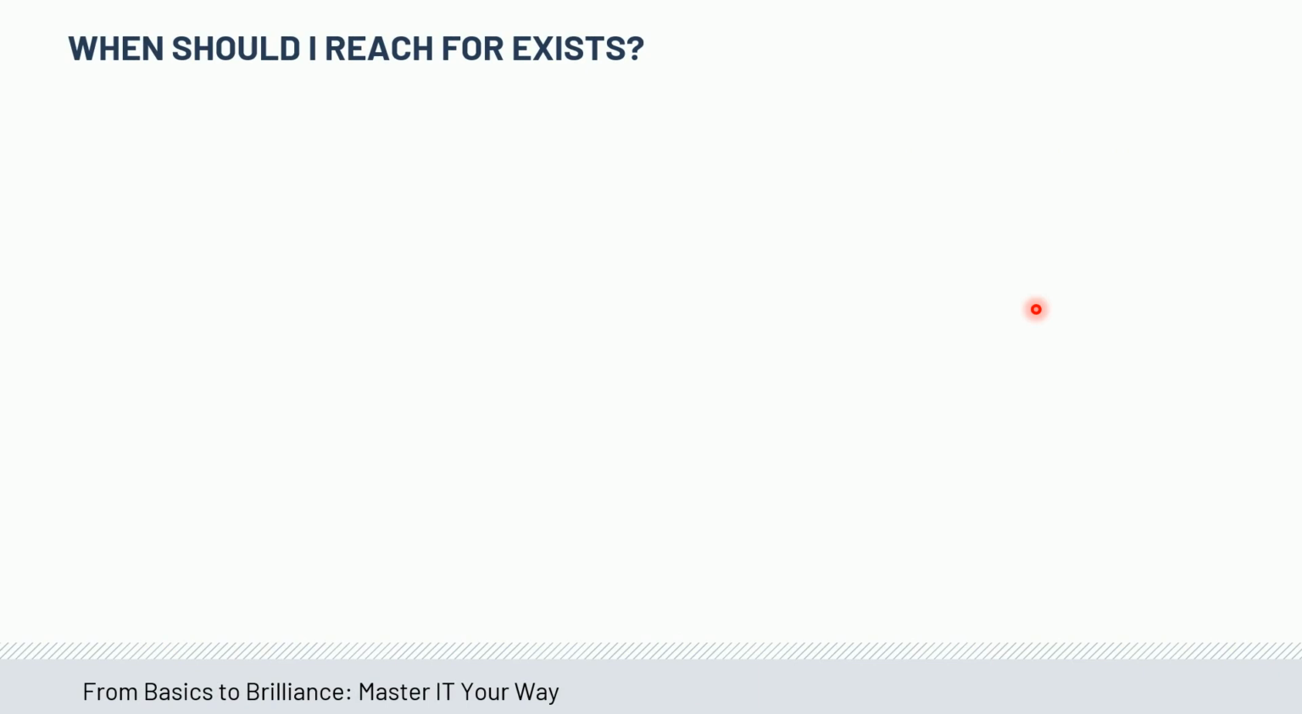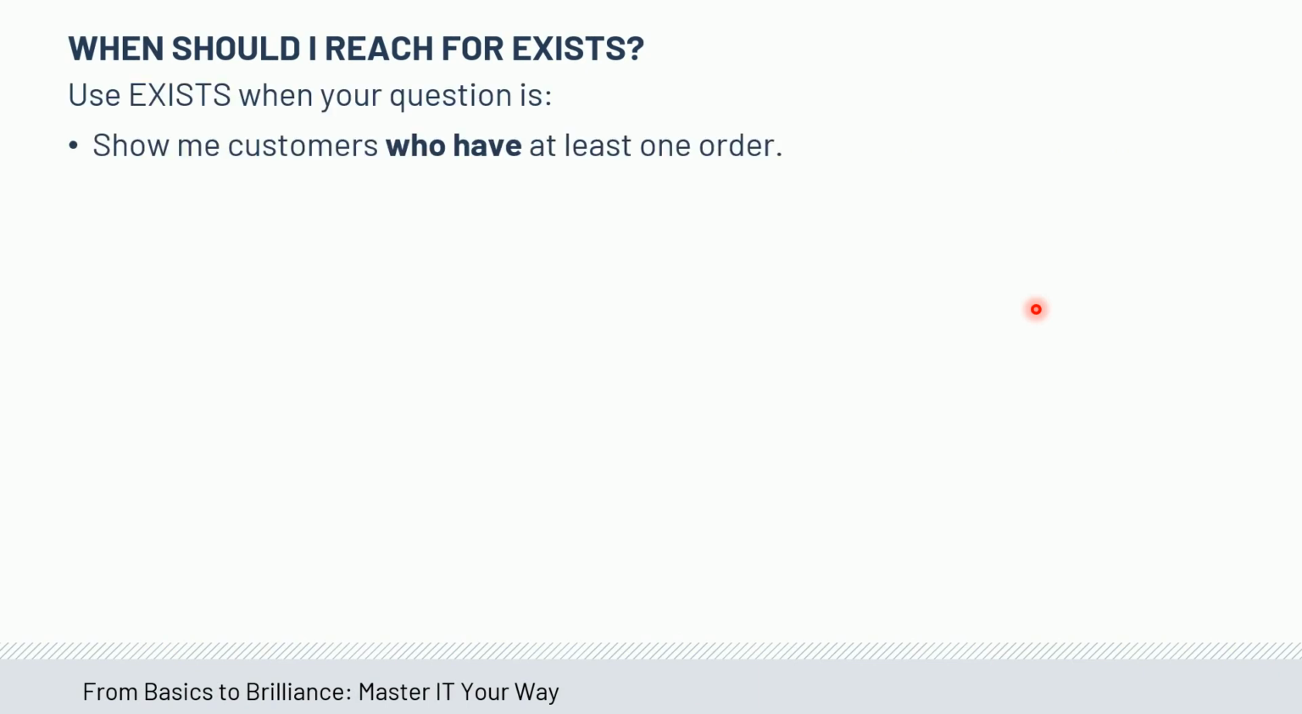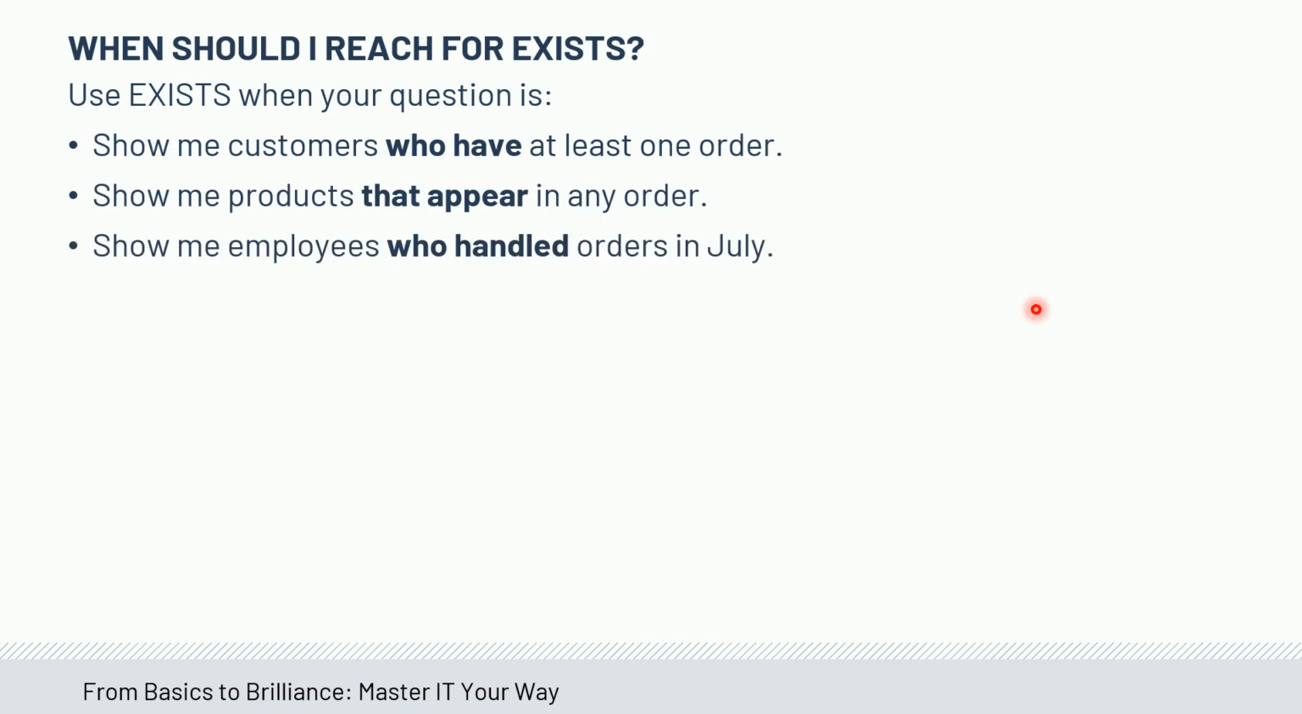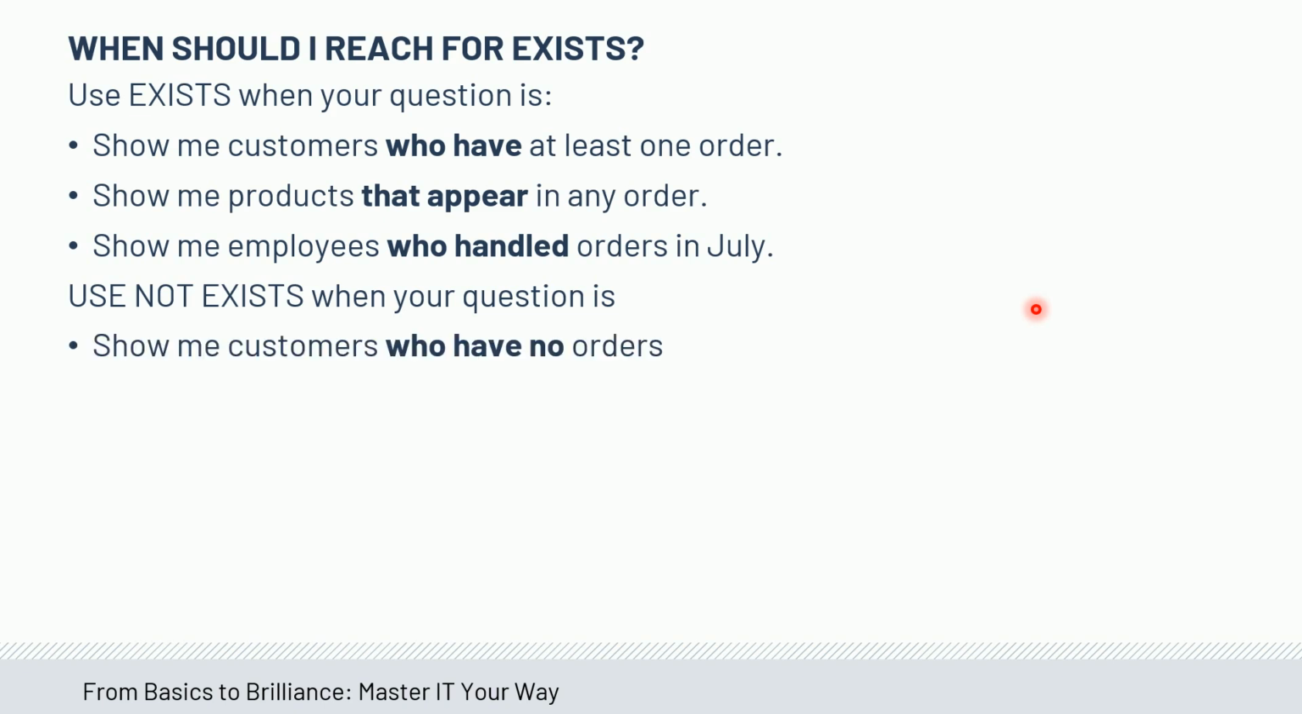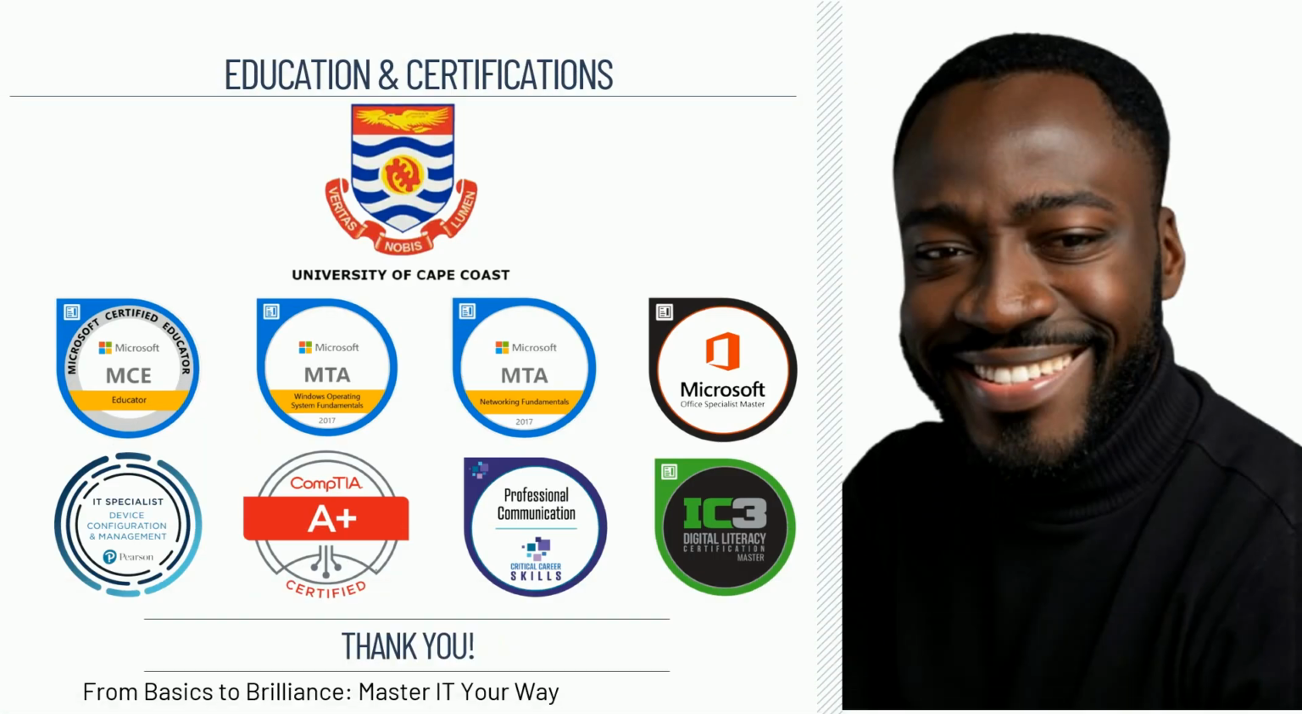So when should you reach for EXISTS? Use EXISTS when your question is: show me customers who have at least one order, show me products that appear in any order, and show me employees who handled orders in July. Use NOT EXISTS when your question is: show me customers who have no orders, show me products never ordered. And that's a wrap on EXISTS.